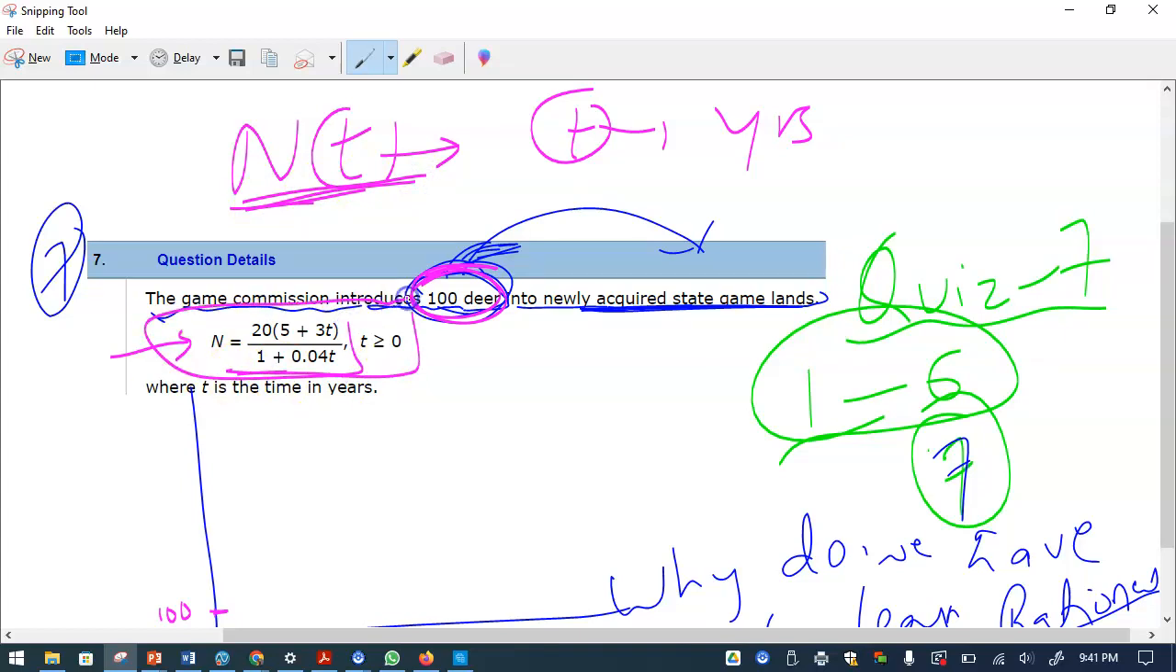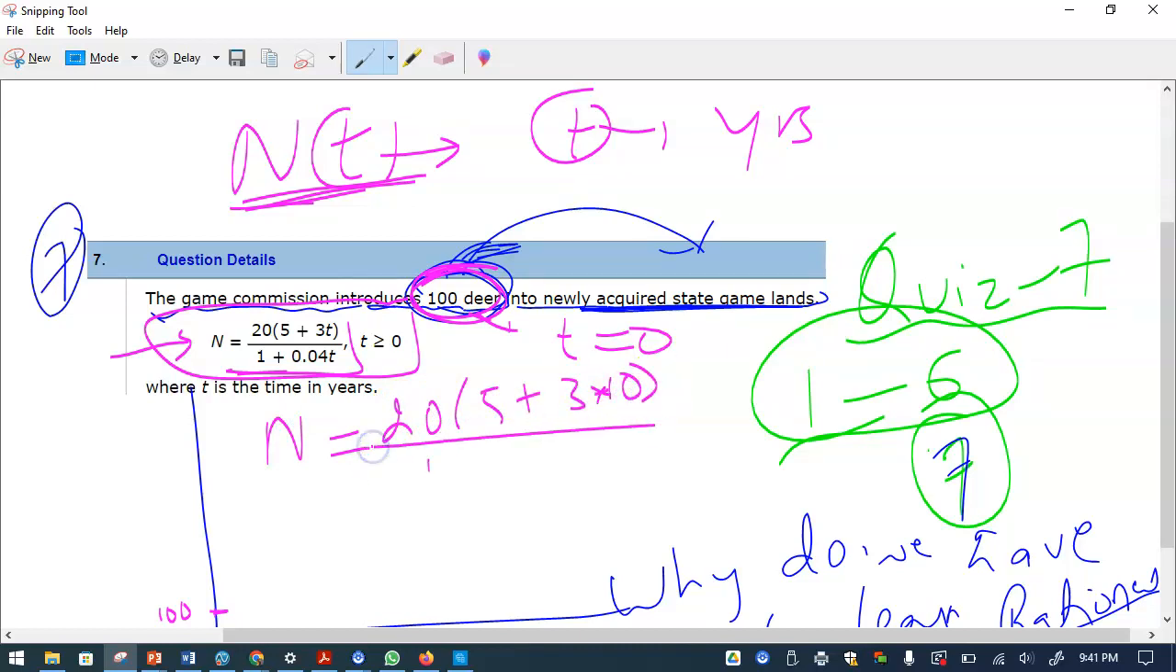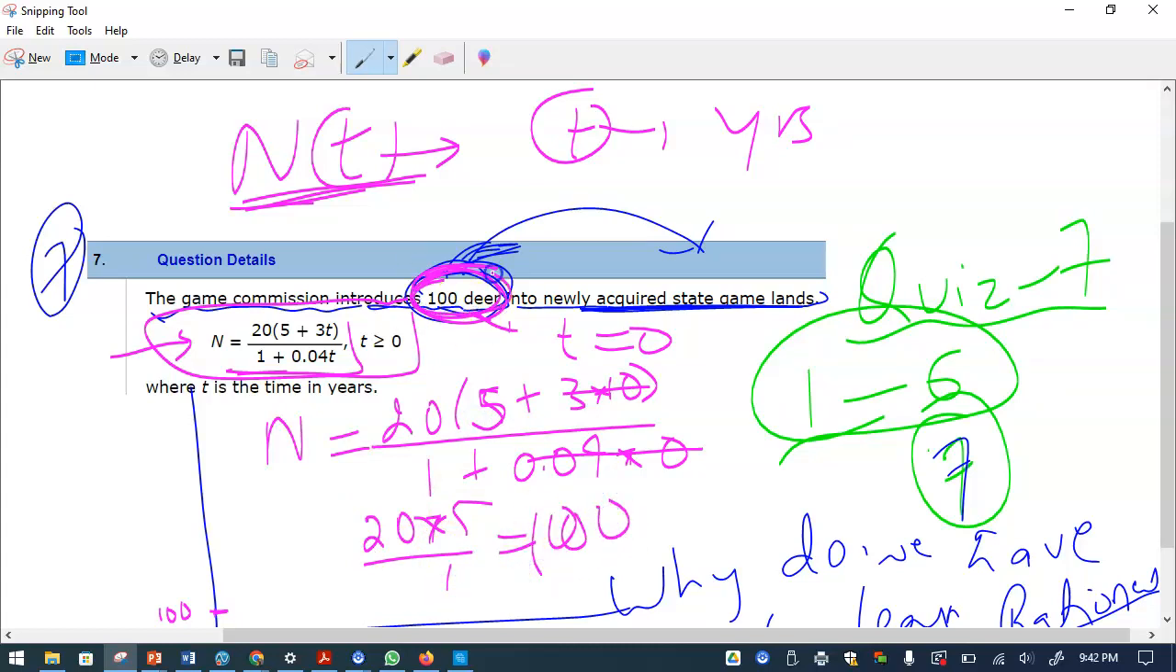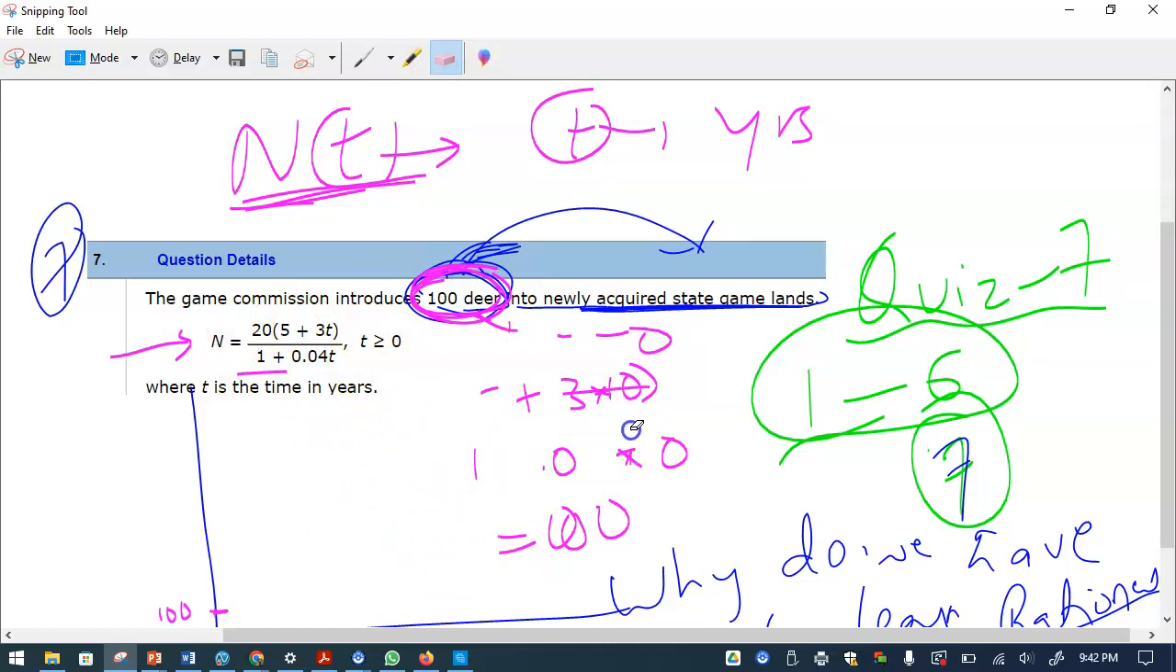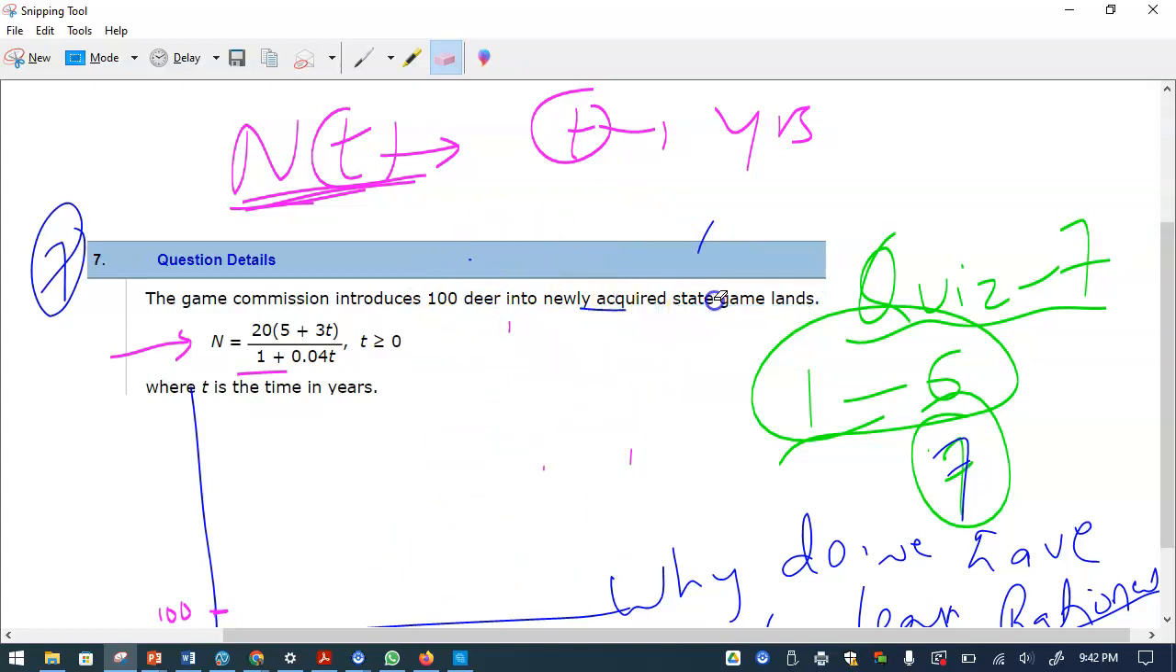Now to check, if you put t equals 0 in the equation, this is 20 times 5 plus 3 times 0, over 1 plus 0.04 times 0. So this whole thing becomes 0. I'm left with only 20 times 5 divided by 1, and it is 100. So we are right. That means this model really works for the deer population when in the beginning it was 100. Then as the years pass by, let's see how the graph will look.